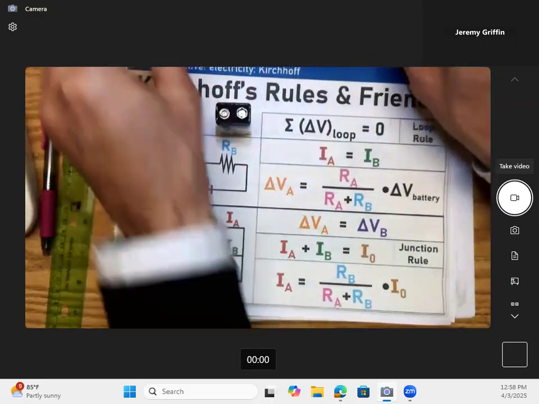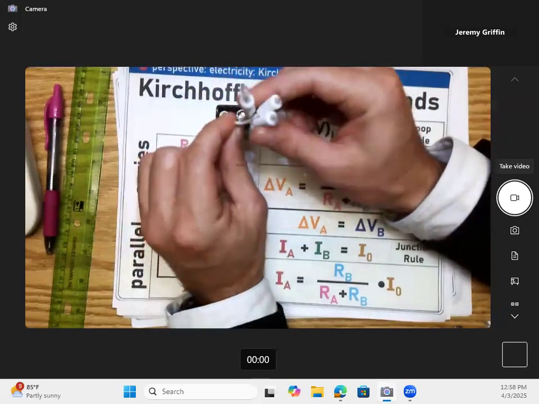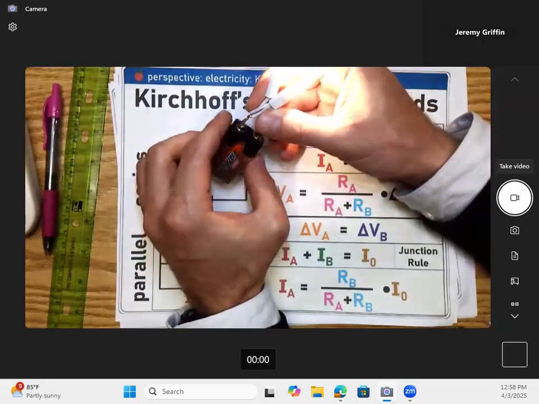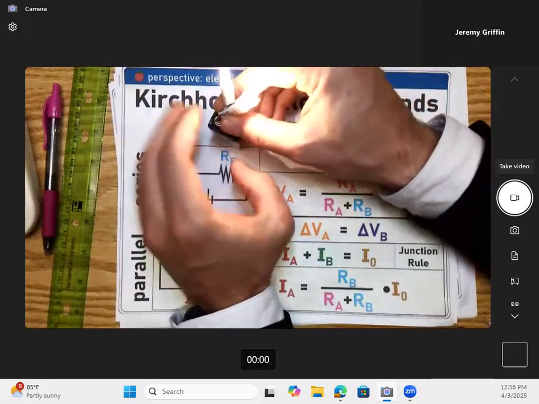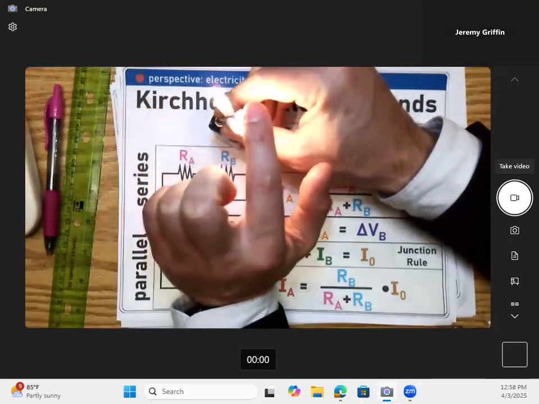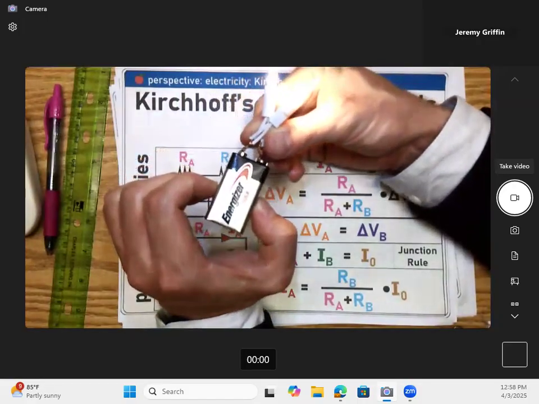But let's not do 2, let's do 3. What if I have 3 in parallel? You guys see how the leads are tied together? Right, so 3 in parallel. Across each individual bulb, is that 9 amps across this one, and 9 amps across this one, and 9 amps across this one, for a total of 27 amps leaving the battery? Is that 27 amps leaving the battery?